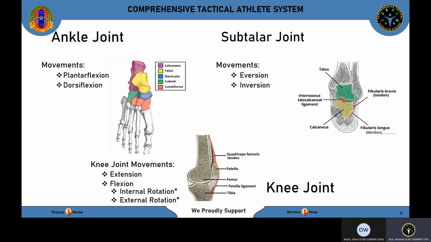Through plantar flexion, which is pointing your toes down, which happens through your posterior lower leg. So your calf group, right? Your medial and lateral gastroc, your soleus, etc. And then dorsiflexion, which is pointing the top of your foot toward your shin, such as what happens in the bottom of a squat.